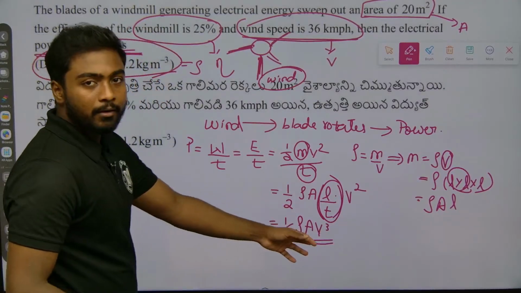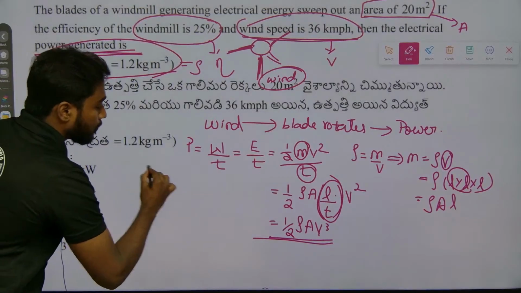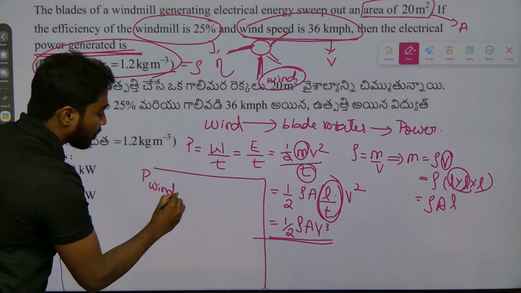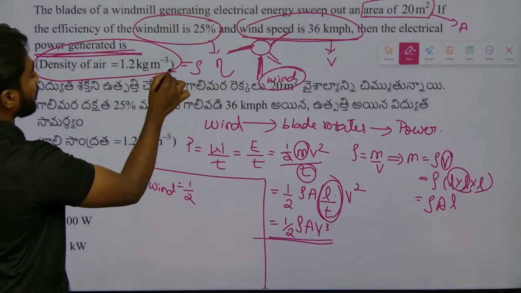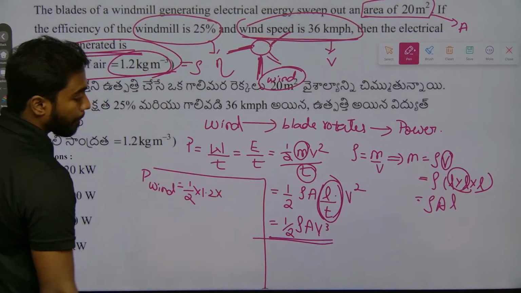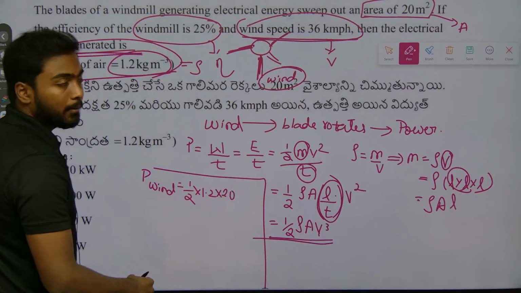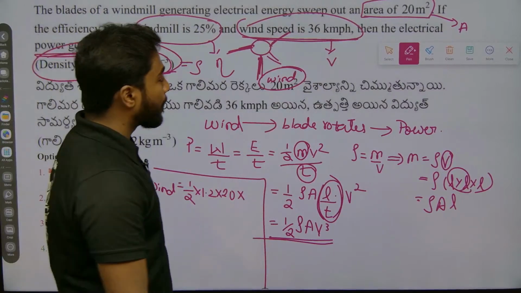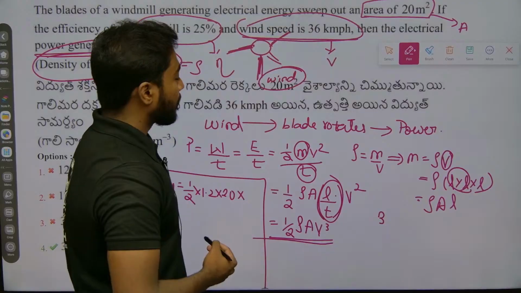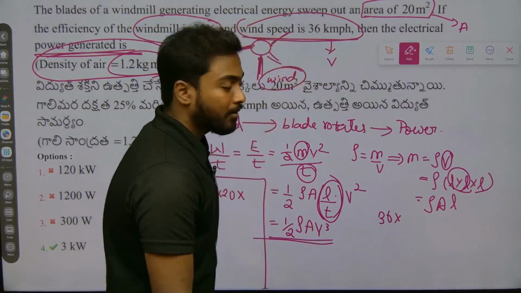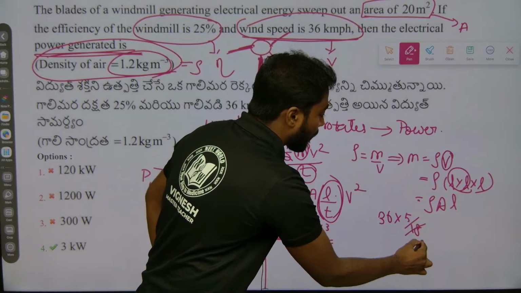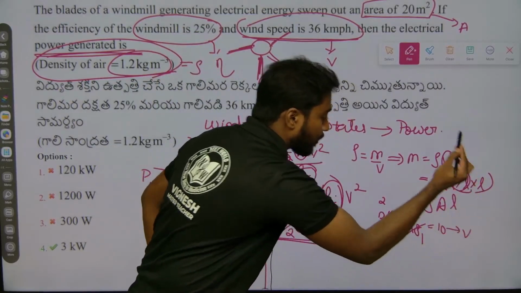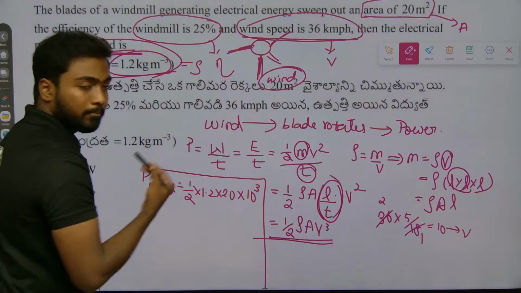Now we can substitute the values. First we are finding the power of the wind, that is half into the density 1.2, into the area 20 meter square, and the velocity. It is given as 36 kilometer per hour, so change it to meter per second by multiplying by 5 by 18. So the velocity is 10 meter per second. Multiply by 10 cube.